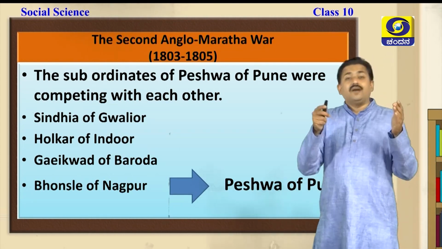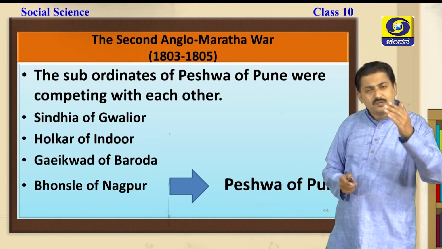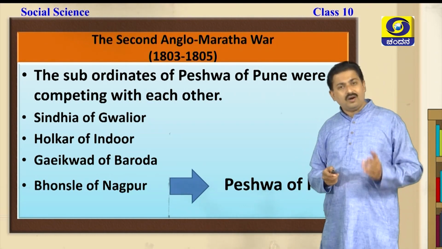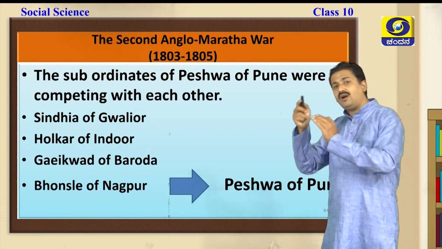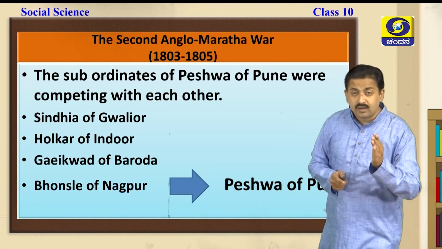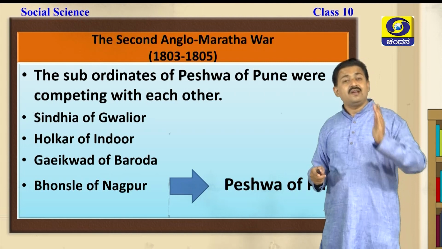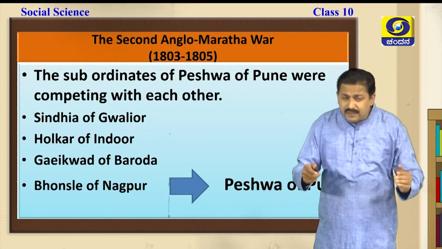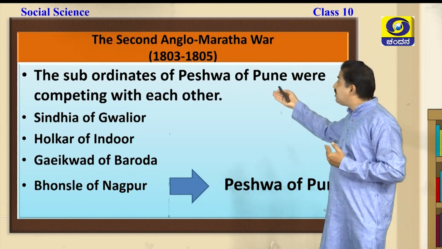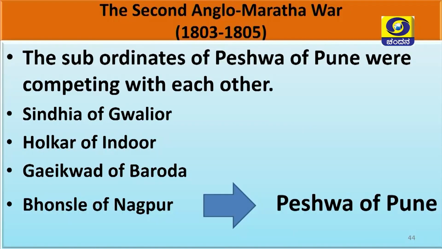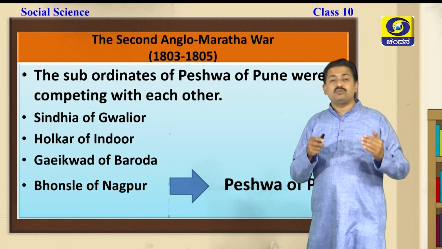At that time, the Peshwa was Bajirao II. Who was Bajirao II? Bajirao II was the son of Raghoba or Raghunatha Rao. Raghoba was also called Raghunatha Rao. His son Bajirao II had become the Peshwa at a very young age, and he was unable to control any of these leaders of the Maratha Confederacy. At this point of time, each subordinate tried to dominate and influence Peshwa Bajirao II, the Peshwa of Pune.